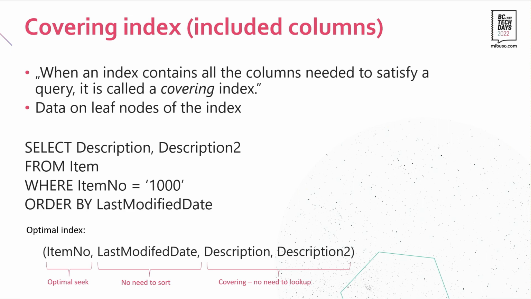So for example, if we have a statement like this where we want to select description and description 2 from the item table where item is okay and order by. The optimal index for a covering index in our case would be that we have item NO at the first place for optimal seek, then we will have last modified date on the second place in the index, and in the included fields we will add description and description 2 columns.